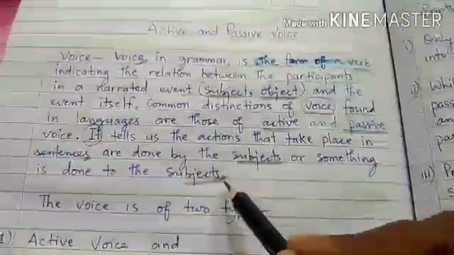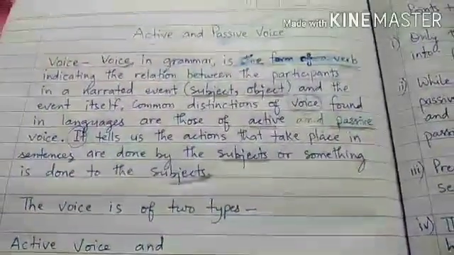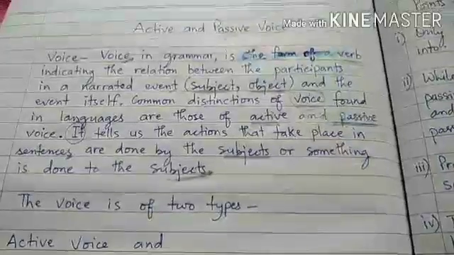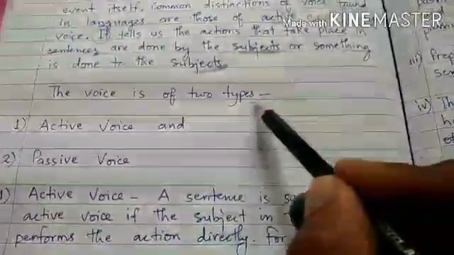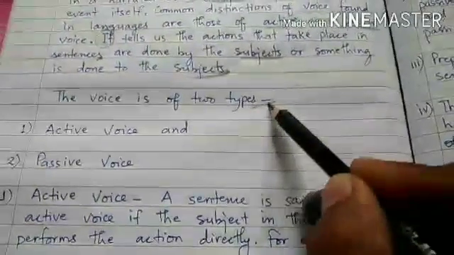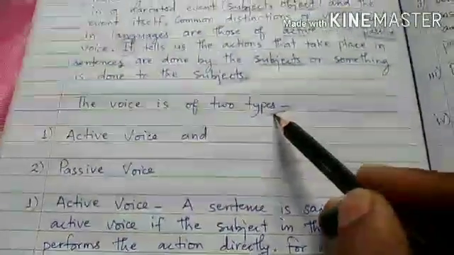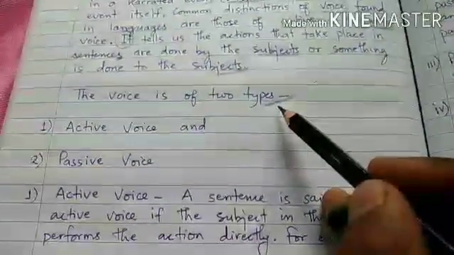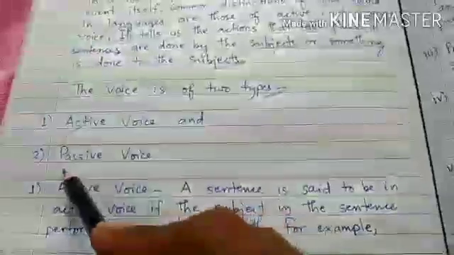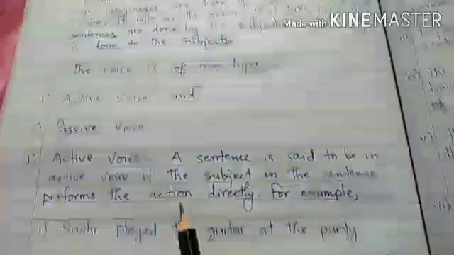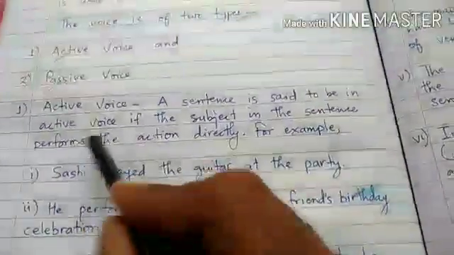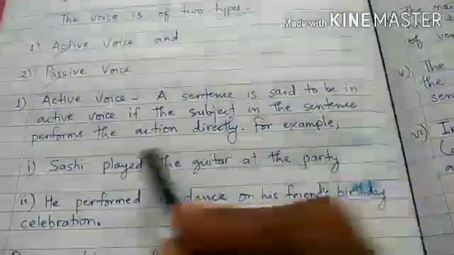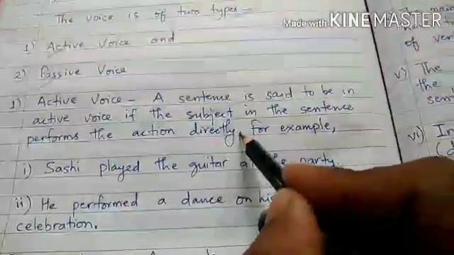Okay, so before that, let us know what are the types of voice and what is the definition of each voice with example. Okay, now see here, the voice is of two types. That means in two voices we can express the same action. One is active voice, another is passive voice. So let us see what is active voice. Active voice. A sentence is said to be in active voice if the subject in the sentence performs the action directly.